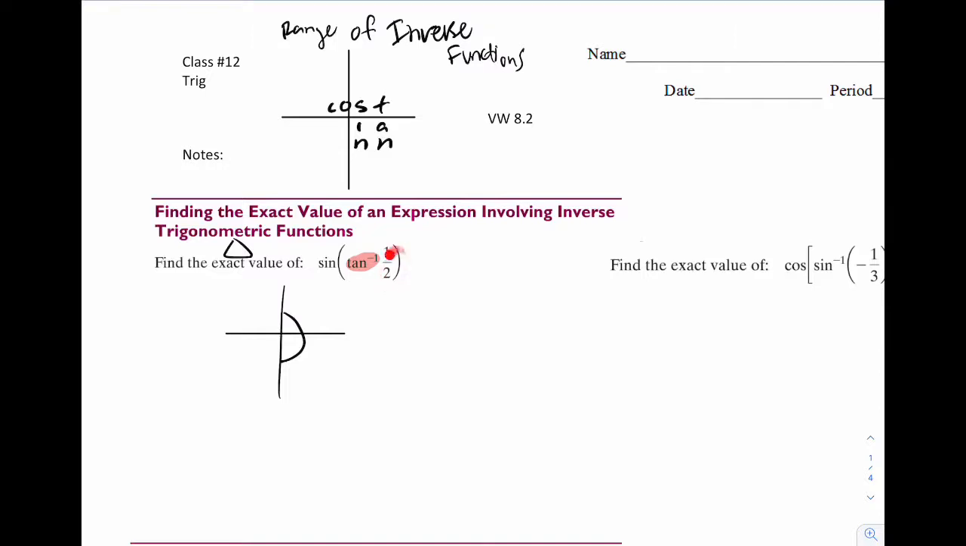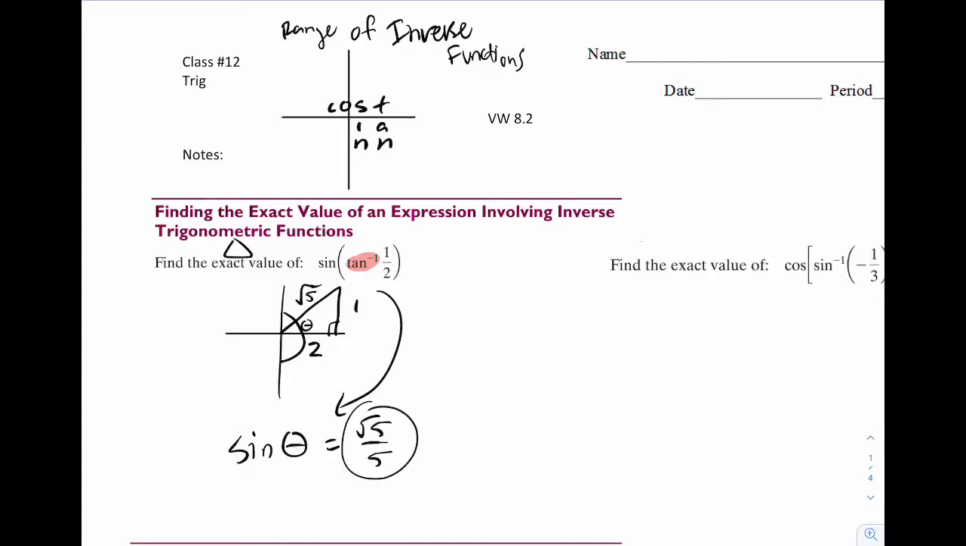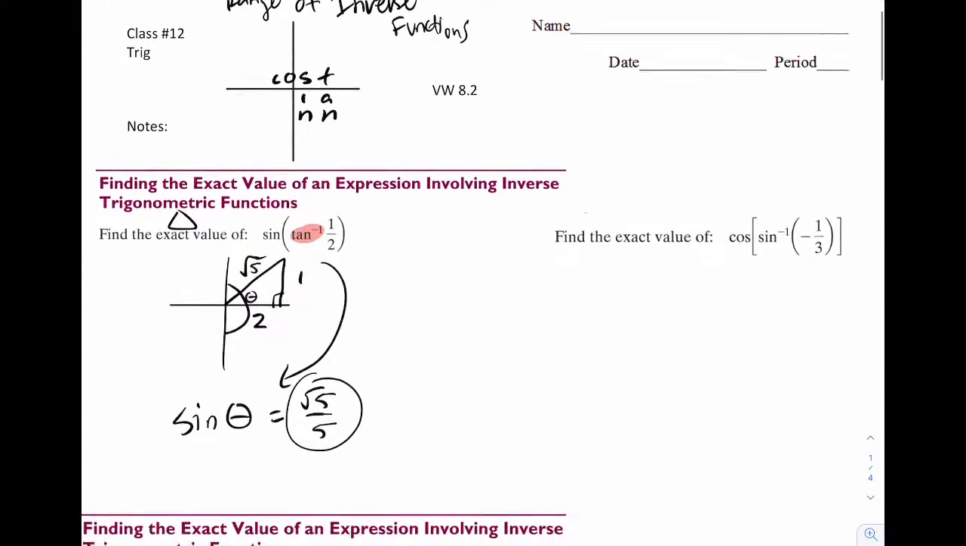I can see it's positive 1/2, which means the triangle must lie in quadrant 1 because it's positive. There's our theta. Opposite is 1, adjacent is 2. Do the Pythagorean theorem in your head. That is root 5 for hypotenuse. And now the question really boils down to this. Sine of theta equals what? Look at your triangle. That's simply root 5 over 5. No problem.